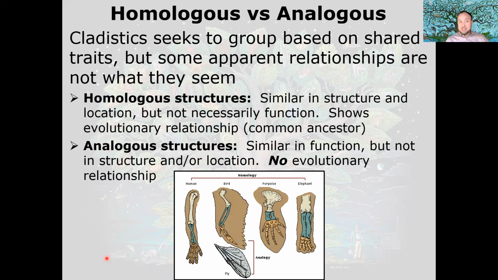There's a couple of things that we need to know. Again, when we're trying to do cladistics, we're trying to group things based on shared traits that are the result of a shared evolutionary history, a common ancestor. And so these things are called homologous structures. Homologous structures are very similar in structure, very similar in location, but they're not necessarily the same function. And this shows that there was an evolutionary relationship.